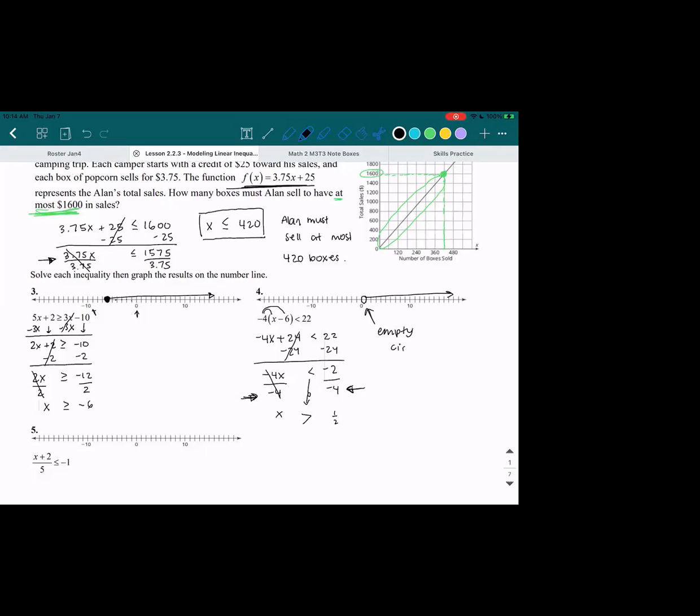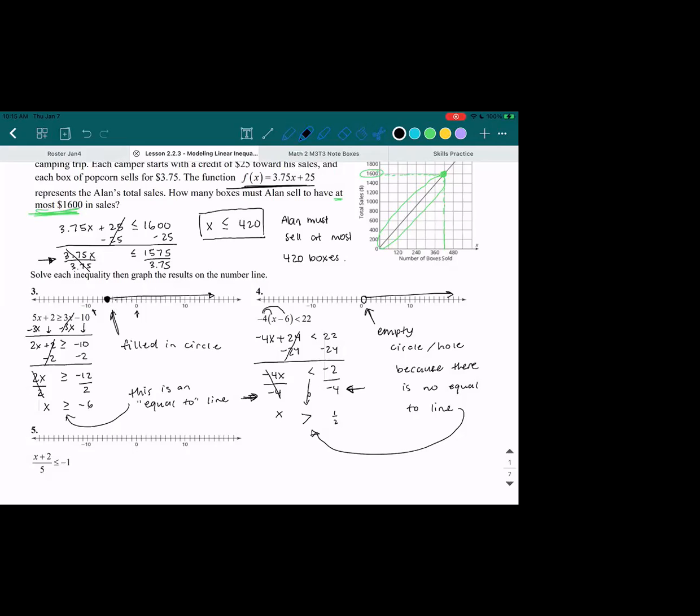Empty circle, or a hole. And it's empty because there is no equal to line under here. It's simply greater than. Notice that on the first problem we did, this is an equal to line. So that line that appears underneath it, that is an equal to line. So that's why this one is a filled in circle.